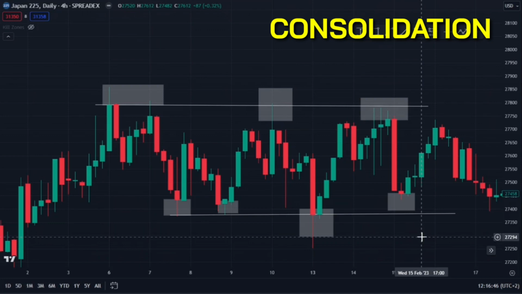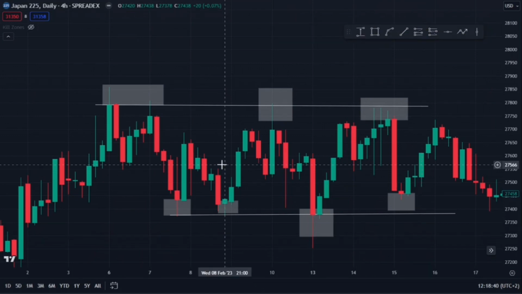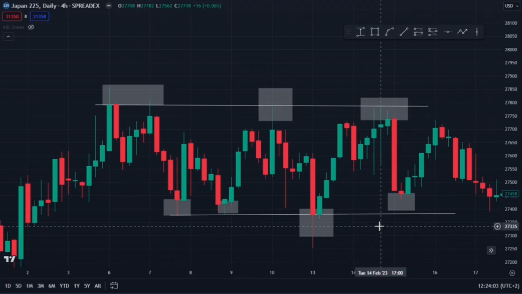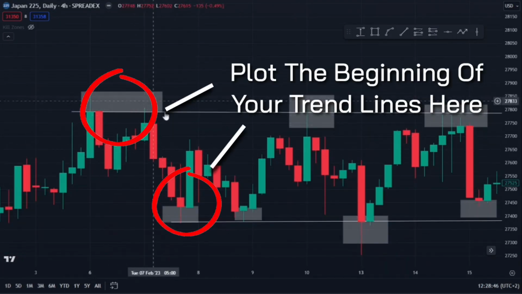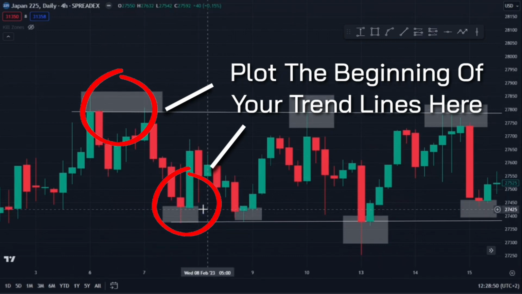So here we have an example on the Japanese Nikkei 225 on the 4 hour time frame. And this is an example of consolidating market conditions. The market is clearly not in an uptrend nor in a downtrend, but rather in a consolidating phase. In these sort of market conditions, you want to identify both the pivot highs and lows. Once you've identified the first pivot high and the first pivot low, this is where you want to plot the beginning of your 2 trend lines.